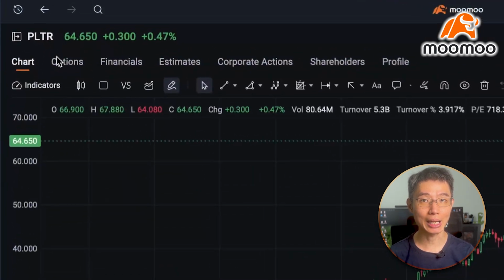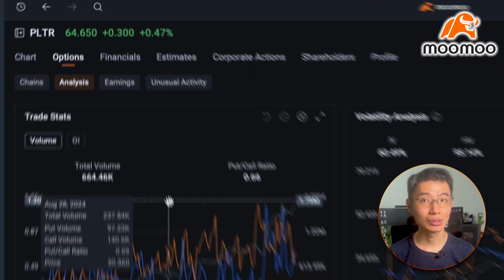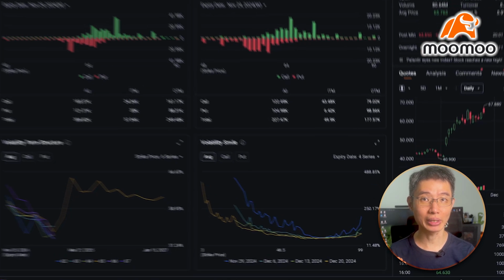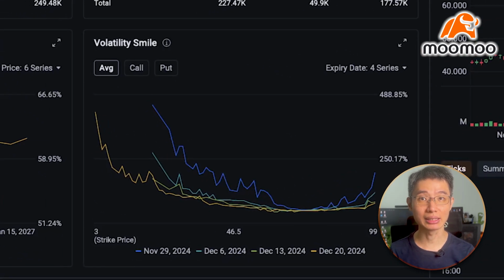Then in the Options tab, I can also click on Analysis to see all kinds of option analysis. But the one that I find most useful is Volatility Smile, which you will find if you scroll all the way down. This tells me where the market thinks the stock will move next. If the chart is left skewed, this means the market is bearish and thinks that the stock will probably go down. But if the chart is right skewed, this means the market is bullish. But here's a question.